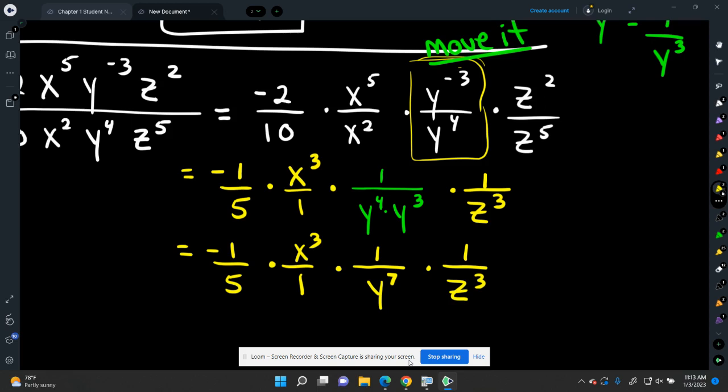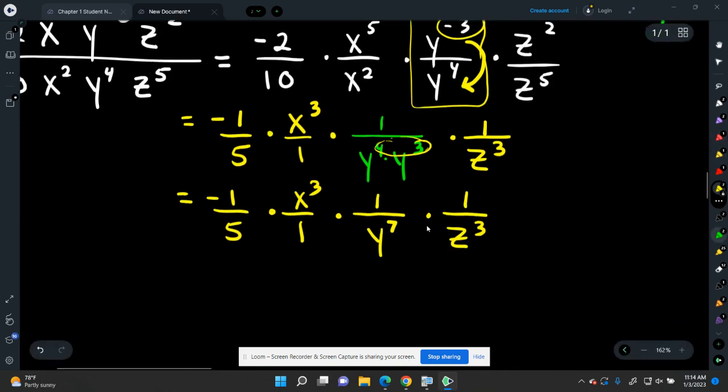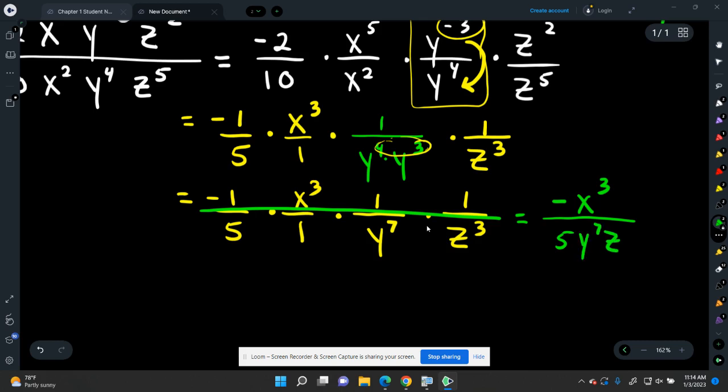Okay, so what did I do? First off, this is a negative exponent, so I moved it, in this case, to the bottom. Then I had to add those exponents, so I end up with 7 on the bottom. I had 4, I moved 3 down, now I have 7 down there. Now let's take our line, go straight across. So we have negative x to the 3rd over 5 y to the 7th z to the 3rd.